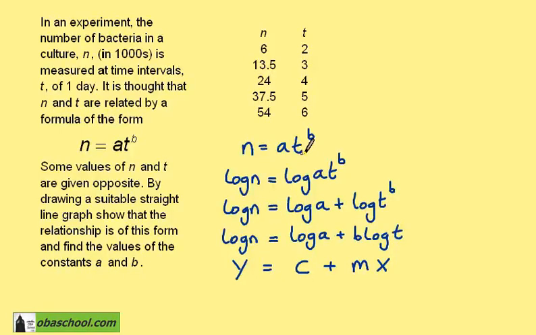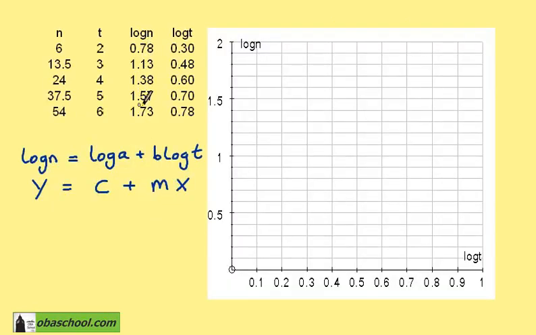When we plot a graph, we plot y against x, and here that means we're going to need to plot log N against log T. So we're going to need to work out values for log N and log T. So here we have some values. I've taken logs to the base 10, but you could take logs to any base. We need to plot the values of log N as the y-axis against log T on the x-axis.